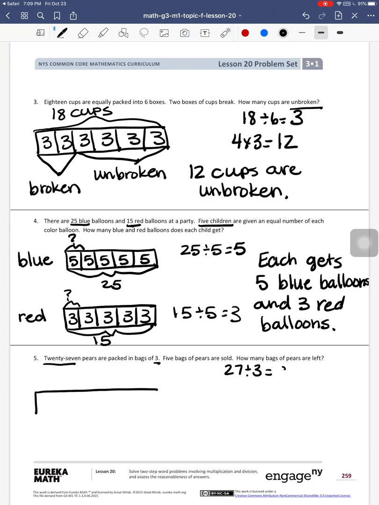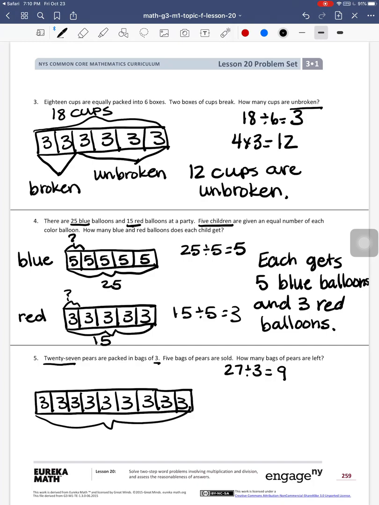Yes, that equals 9. So we know we have to make 9 groups. What's 1 less than 9? Right, that's 8. 8 lines. 1, 2, 3, 4, 5, 6, 7, 8, right? And then we know, because we were told, they're in bags of 3. These are each 3. So we can just fill these in. 3, 3, 3, and 3. And here are our 27 pears.